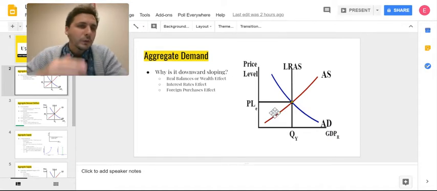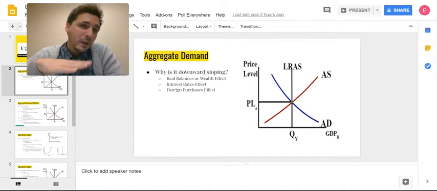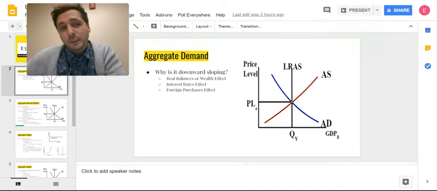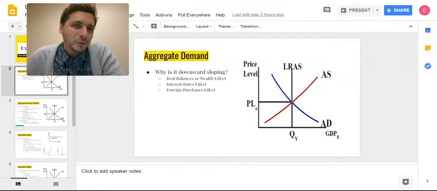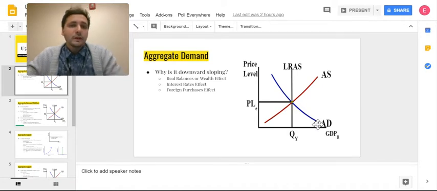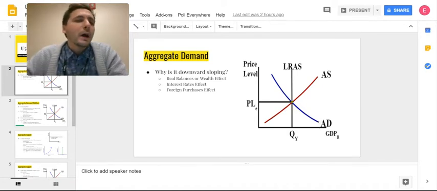And vice versa. When price level falls, the prices are lower for all of our goods. And that price follows them overseas into those foreign markets. And foreign nations are more likely to buy those goods and services at that lower price. So when price level falls, the aggregate demand rises. So all three of those are the reasons why it's downward sloping.